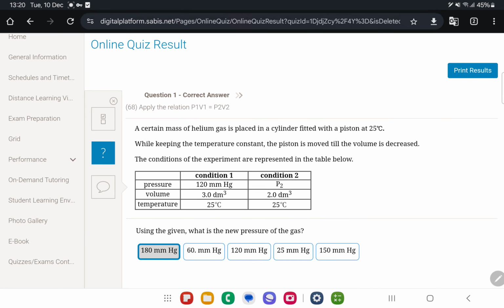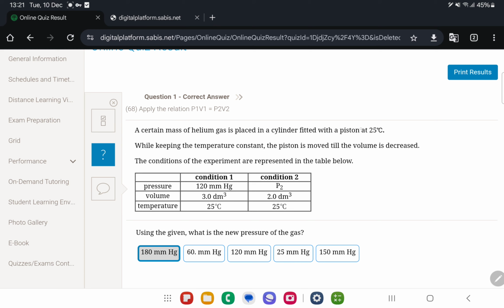Alright, for the first question, a certain mass of helium gas is placed in a cylinder fitted with a piston at 25 Celsius. While keeping the temperature constant, the piston is moved till the volume is decreased. The conditions of the experiment are represented in the table below.